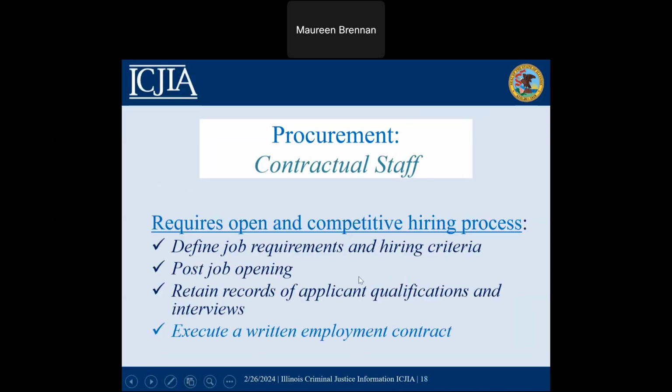For contractual staff, it's going to be a little different. You do have to undertake an open and competitive hiring process. You can't just hire somebody that you know. You have to make sure that the person that you hire is the best choice for the job. So how are you going to do that? You're going to define the job requirements and the hiring criteria. You're going to post that job opening. You're going to retain records of the applicant qualification and the interviews that you conduct, and execute a written employment contract.